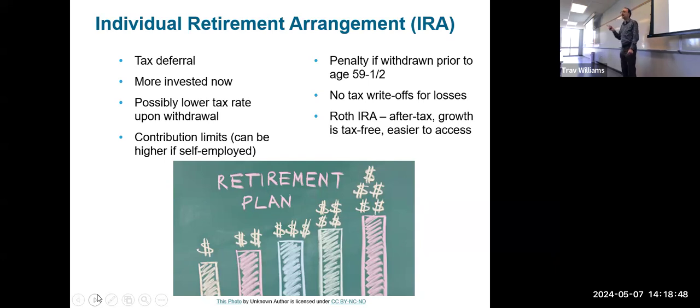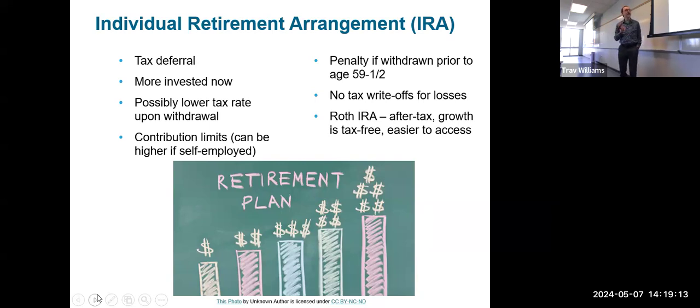But the best thing about a Roth IRA is all the growth, whatever you earn from your investment, never gets taxed. Remember we looked at that curve and how if you start investing early, you could have hundreds of thousands of dollars in growth. Can you imagine that never getting taxed? Saves you a whole bunch of money, right? So that's the nice thing about a Roth.